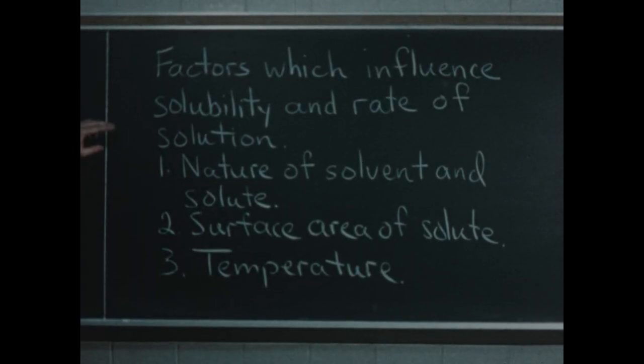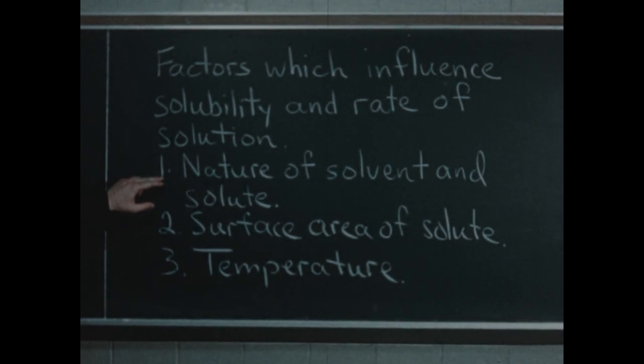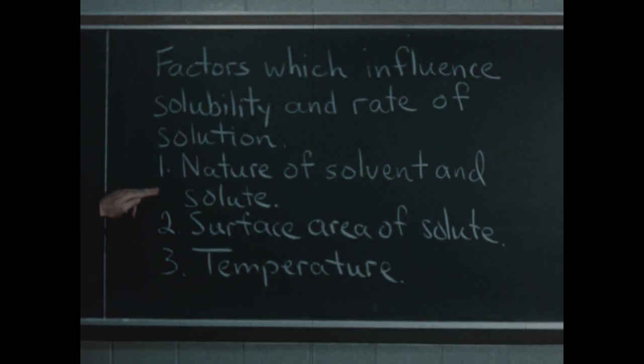In this film, we've examined several of the factors which influence solubility and the rate of solution. With respect to point 1, the nature of the solvent and solute, we examined first the solution of sugar in water, but found that sugar was insoluble in alcohol. Next, we saw that rosin is soluble in alcohol, but insoluble in water. Thirdly, we saw that a solution of iodine in water is such that when carbon tetrachloride is added, the iodine, being much more soluble in the carbon tetrachloride, is extracted by it and passes into the carbon tetrachloride layer.